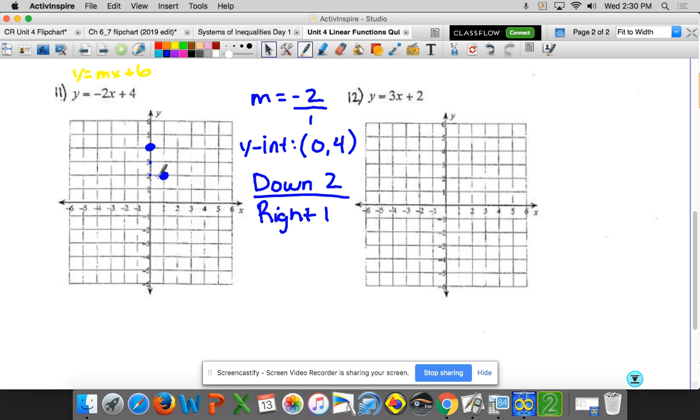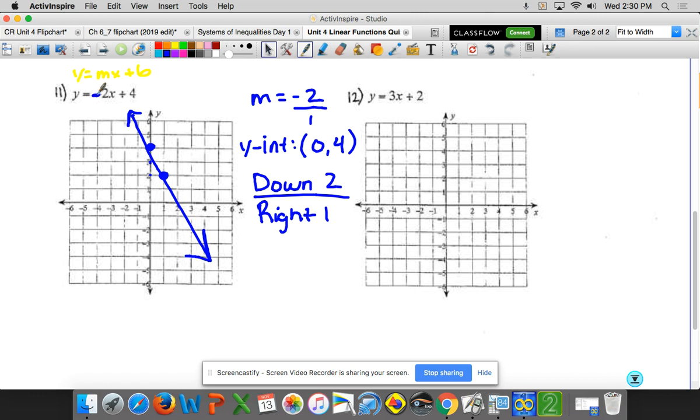We have our second dot. So then we just draw our line. And once again, is this one going downhill? Yes. Should it be? Absolutely, because we know that our slope is negative.